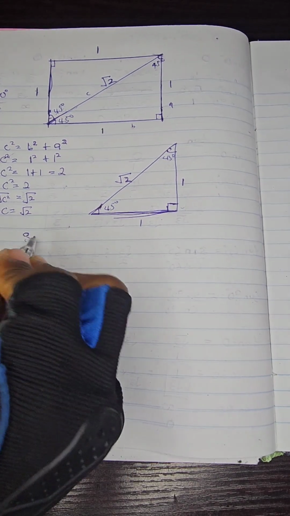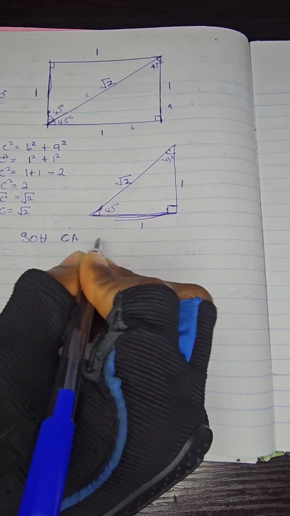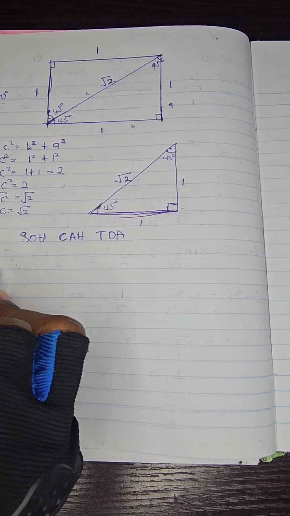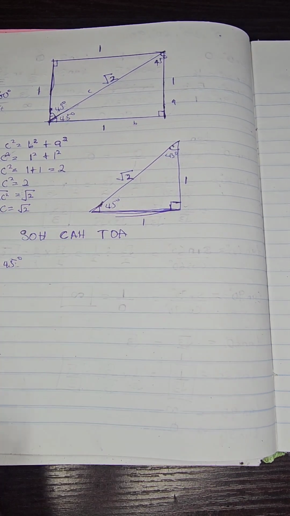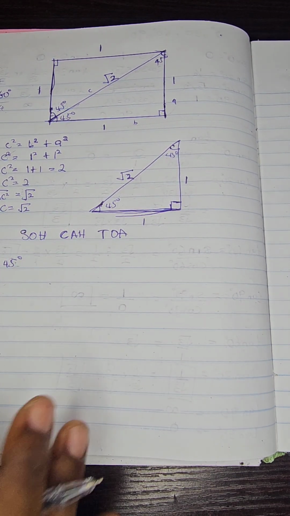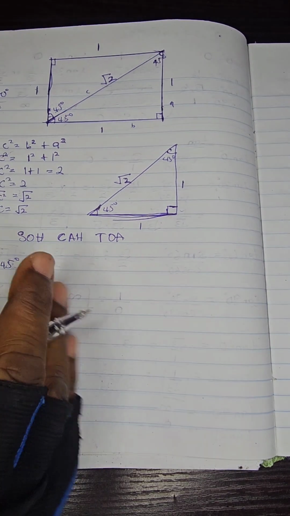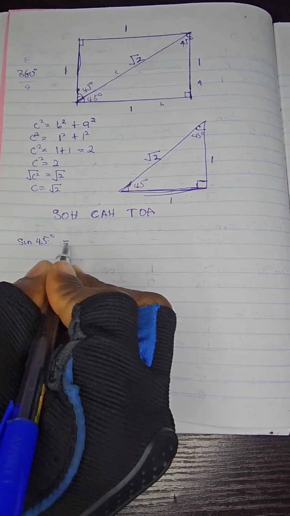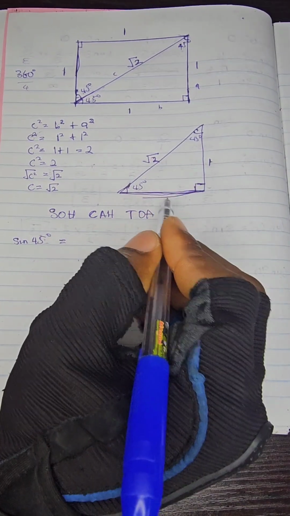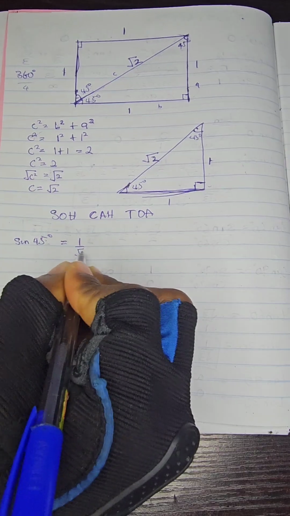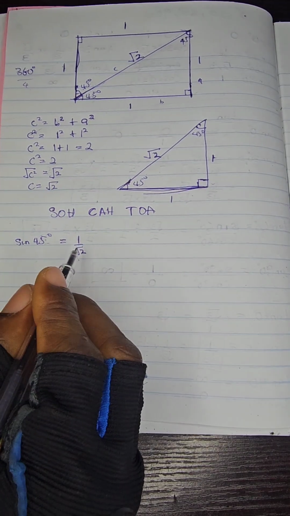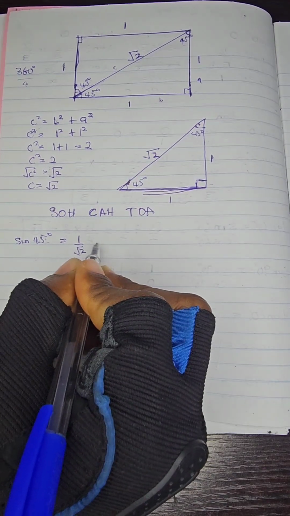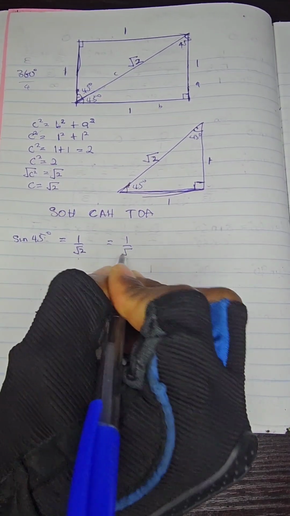Now remember our SOH CAH TOA. So sine 45 degrees. This is what we are dealing with here, because we proved the other ones in the previous class. Sorry, sine 45 degrees will be opposite over hypotenuse, which is 1 over root 2. This is the answer. In case you see this answer, it's correct. But mostly in solving, we don't like leaving the square root underneath. So I'll work on this further. It will be 1 over root 2.